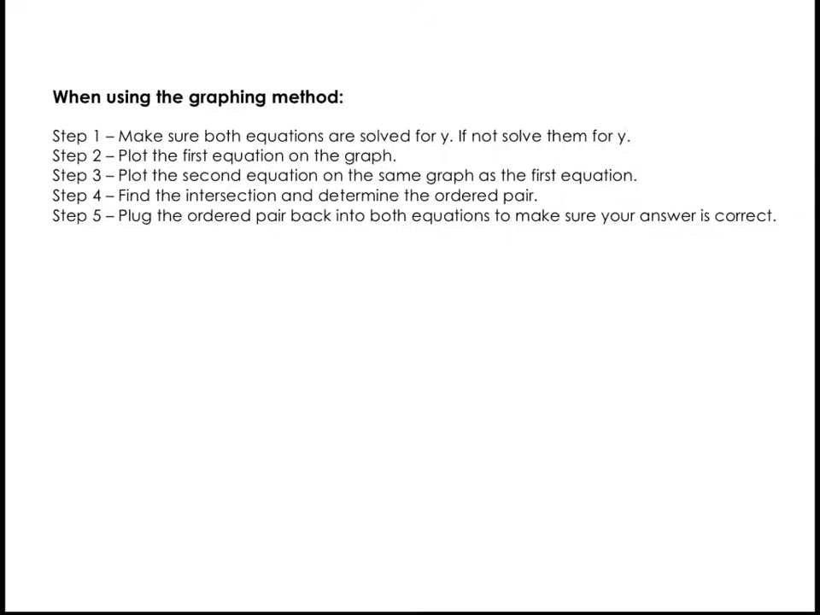When using the graphing method, step 1 is to make sure both equations are solved for y. If they are not, then you want to solve for y. Step 2, plot your first equation on the graph. Step 3, plot the second equation on the same graph as your first equation. Step 4, find the intersection and determine the ordered pair, so (x, y). And step 5, plug that ordered pair back into both equations to make sure your answer is correct.